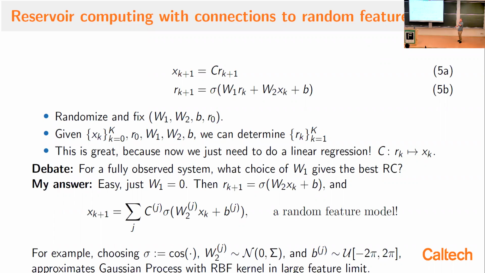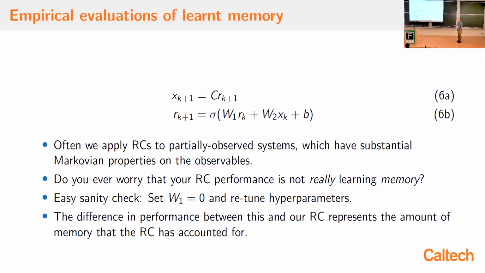So all I'm getting at here is that if we test a reservoir system on a fully observed state, we're not checking much about the reservoir itself. Here's my gripe: oftentimes we apply reservoirs to partially observed systems, but those systems may have substantial Markovian properties on our observables. So my question to you is, do you ever worry that your reservoir computer is not really learning memory? Here's an easy sanity check: you set W1 equal to 0, retune the parameters, and ask how well that model performs. However much worse it performs than your original reservoir, that's how much memory you've learned. If they perform the same, then you didn't get anything out of the reservoir.